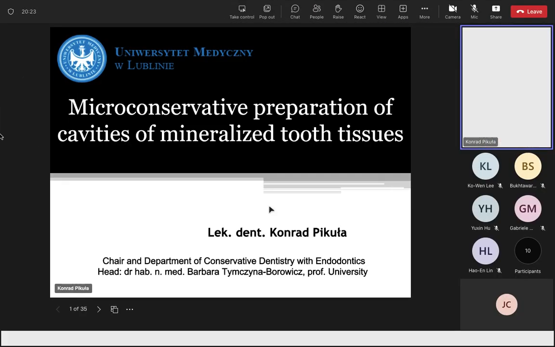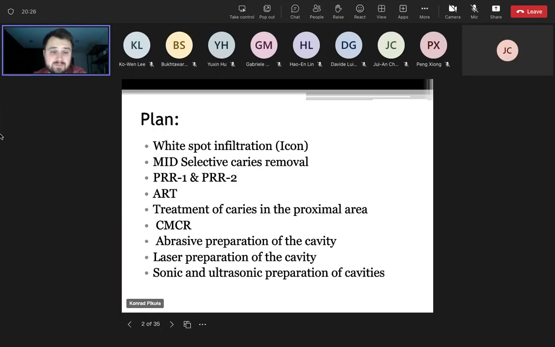So it is, to my mind, quite interesting. What we are going to see today. At first we will start with infiltration. The Icon is a special material used to remineralize the hard tissues of the tooth.